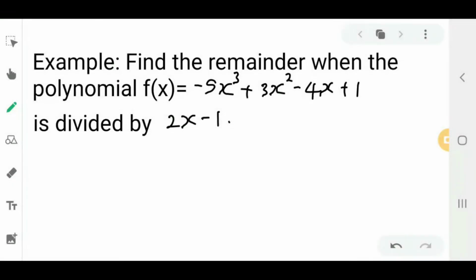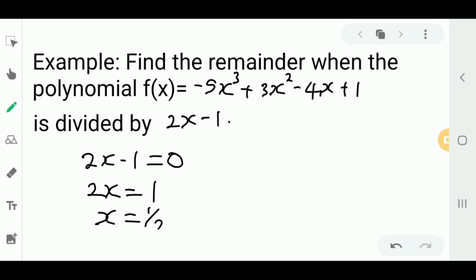So here we have another example. Find the remainder when the polynomial f of x is equal to minus 5x cubed plus 3x squared minus 4x plus 1 is divided by 2x minus 1. So again, using the divisor, we equate that to 0 because we're solving for x. So 2x is equal to 1. That means x is equal to positive a half.